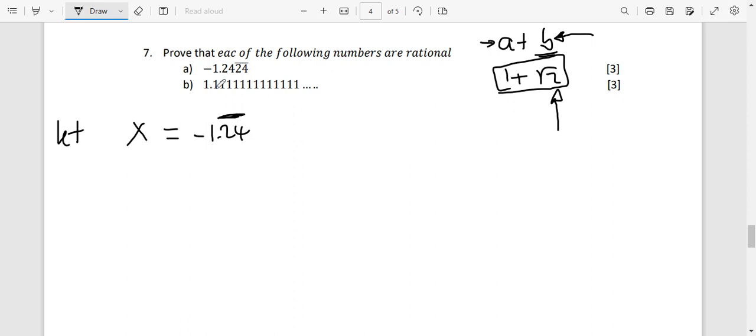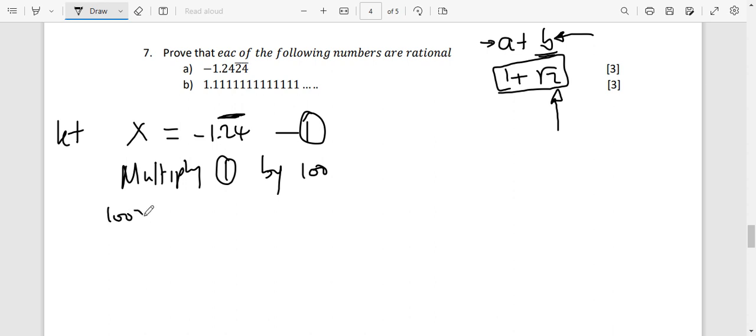Alright. Okay, so I know question 7 we can answer. Let x be equal to negative 1.24. You've seen how I've written it. Instead of writing 2424, because I know 24 is repeating, just write the 24 and put a bar to simplify your work. And then multiply the first equation by what? By 100. So we're going to have 100x being equal to negative 124.24.